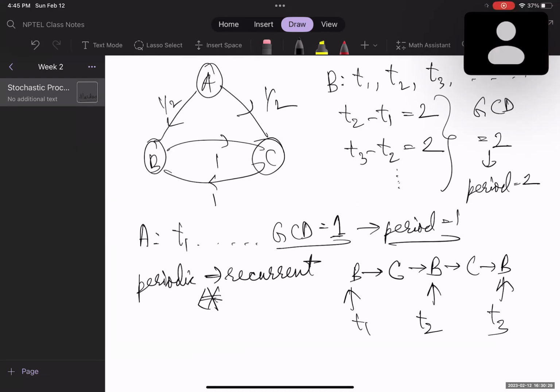So if it's greater than 1, it's periodicity. If it's 1, you can take it as aperiodic.